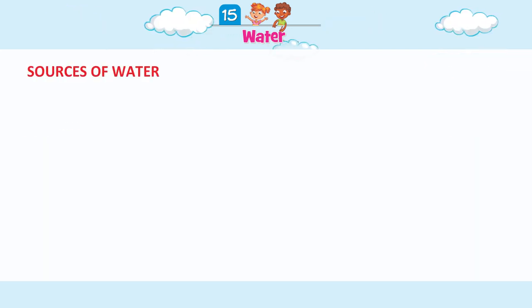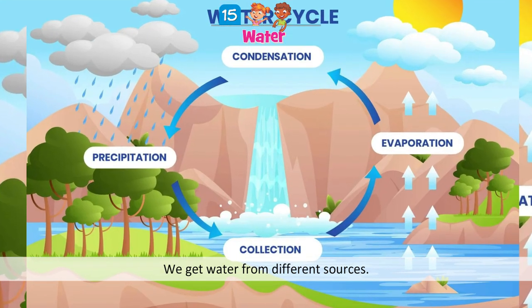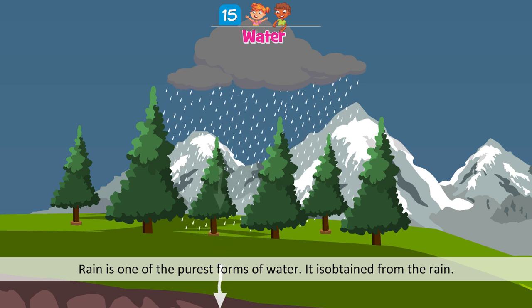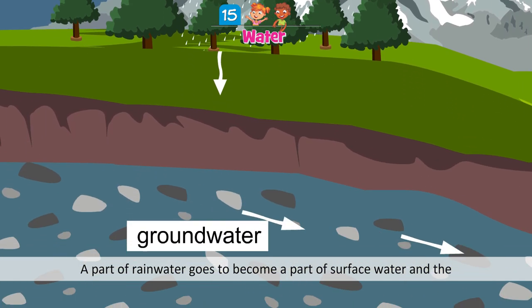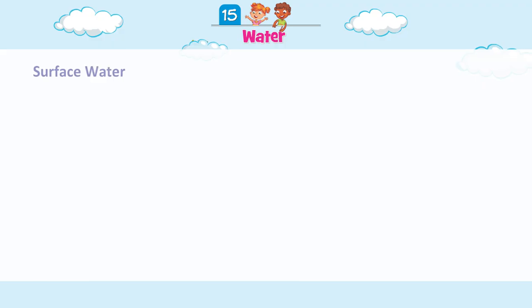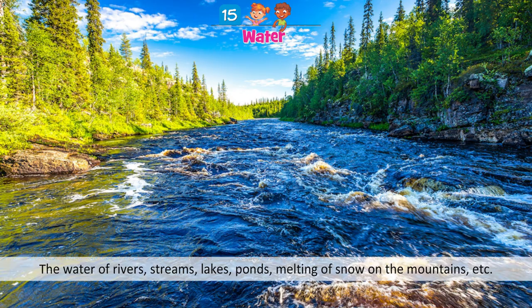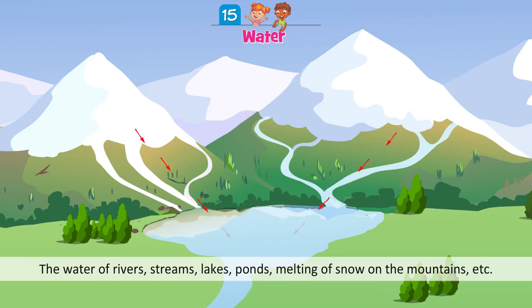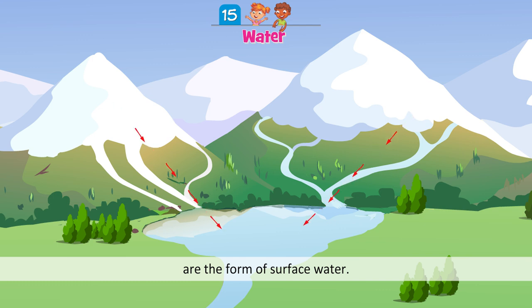Sources of water. We get water from different sources. Rain. Rain is one of the purest forms of water. A part of rainwater becomes a part of surface water and the remaining is left as groundwater. Surface water. The water of rivers, streams, lakes, ponds, melting of snow on the mountains, etc. are the forms of surface water.